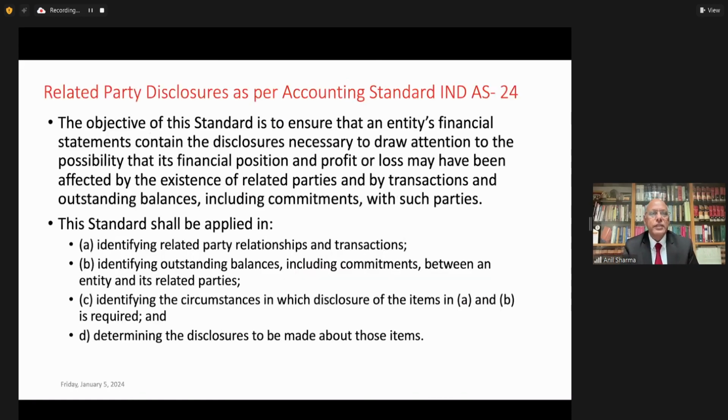Coming to the next point. I would say that when we come to Ind AS 24, here also the standard provides a better way of looking at how to apply it. It says: identifying related party relationships and transactions, identifying outstanding balances, including commitments, between an entity and its related parties, identifying the circumstances in which disclosure of items A and B is required, and determining the disclosure to be made about these items. So it virtually gives a stepwise approach to how this Ind AS 24 related party disclosure is to be applied.